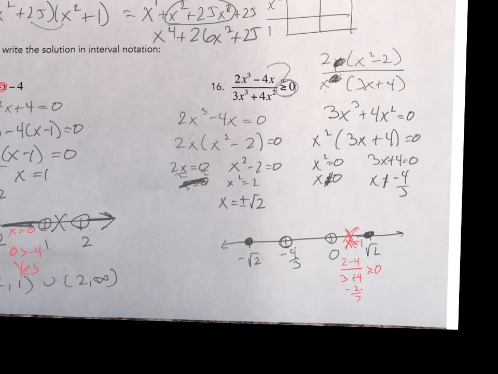So then our answers are over here. So yes, yes in here, no, yes. So again, interval notation: negative infinity to negative radical 2, bracket. Parentheses, negative 4/3 to 0, and then the bracket on the radical 2 to infinity.